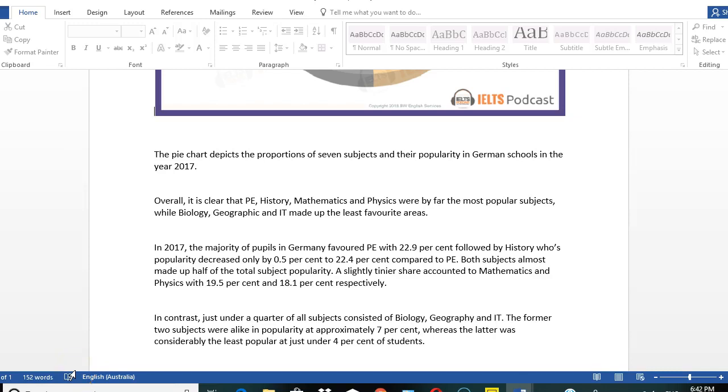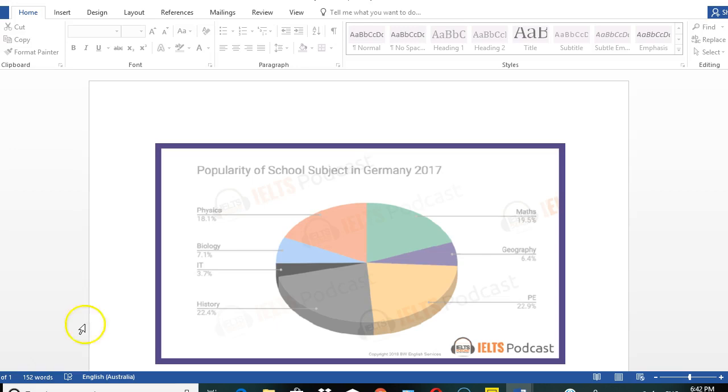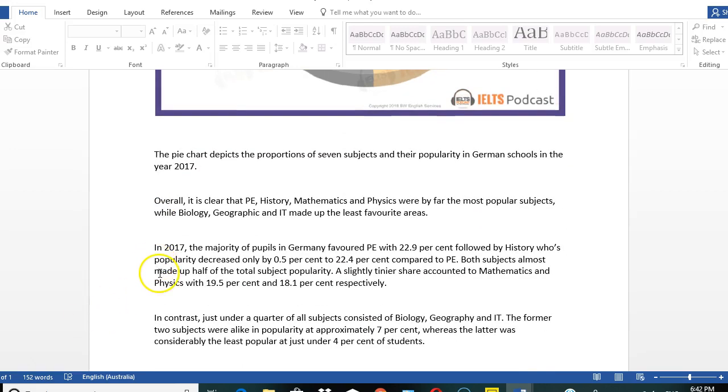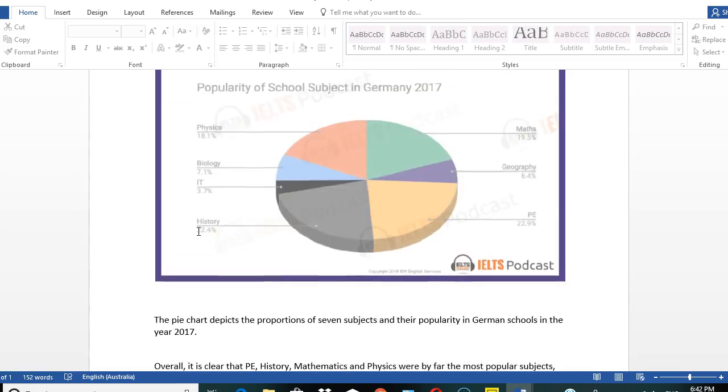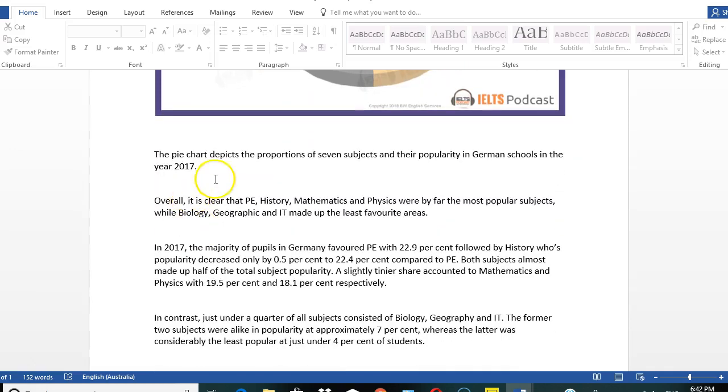Hi Diana, let's have a look at your essays now. First, we're going to have a look at your task 1 answer and then at the essay. So the pie chart about the subjects in Germany, right?